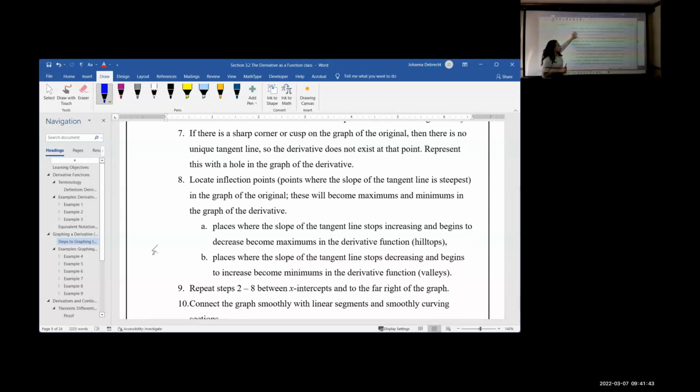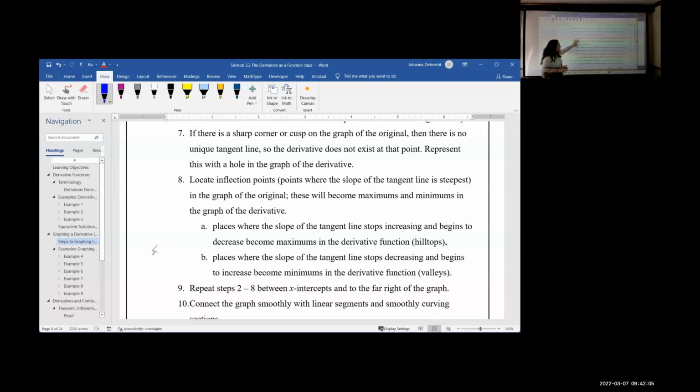If there's a sharp corner or a cusp on the graph of the original, then there is no unique tangent line, because the tangent line does not exist at corners or cusps. There's no way to draw a unique tangent line on something that comes to a point, so that will correspond to a hole in the derivative. All right.